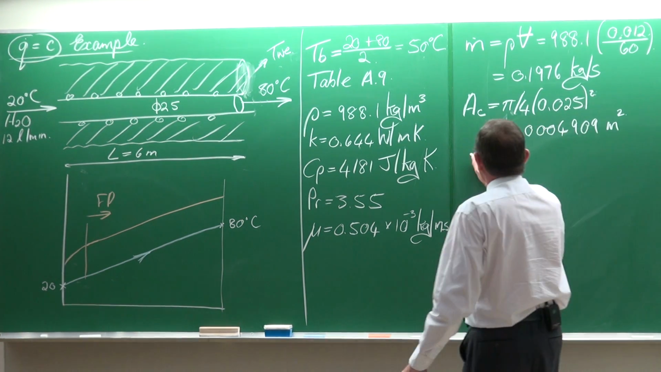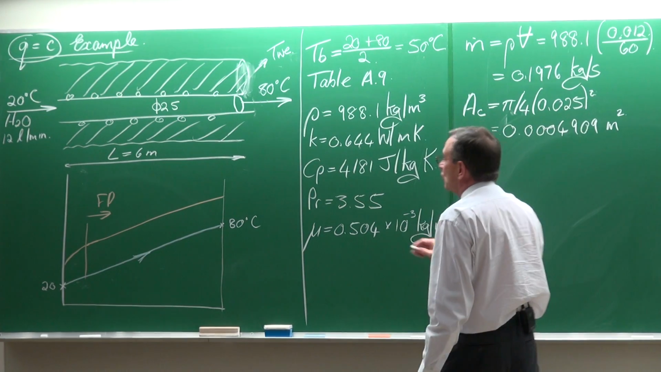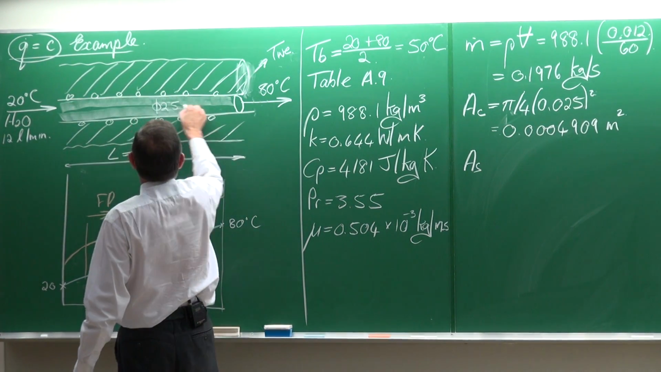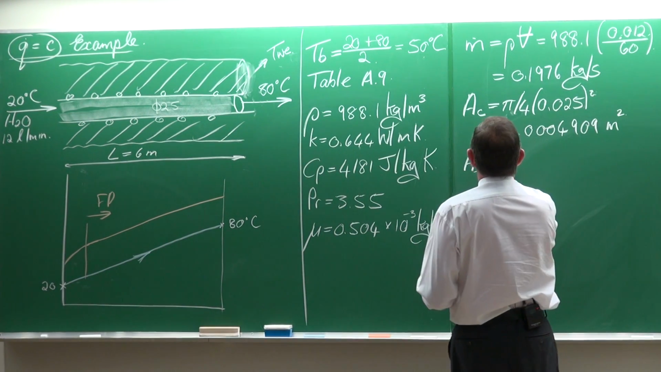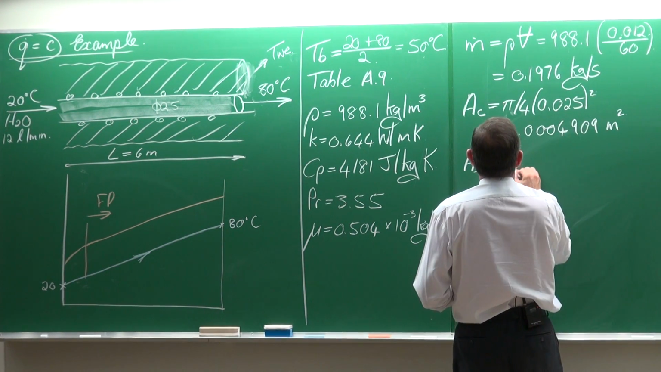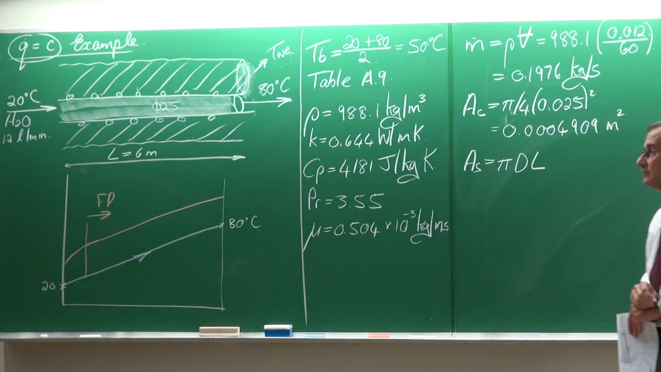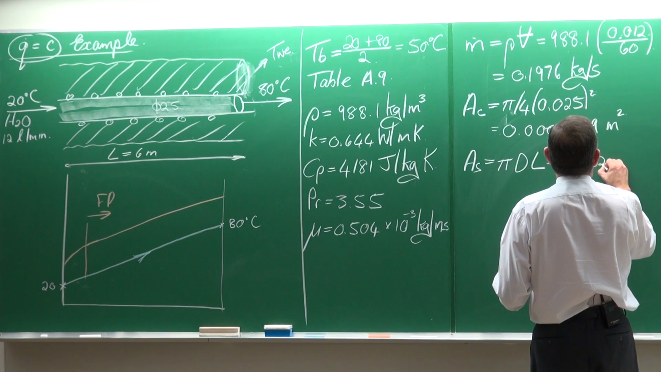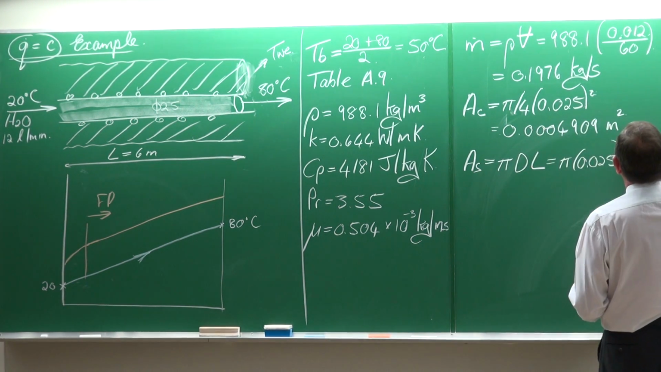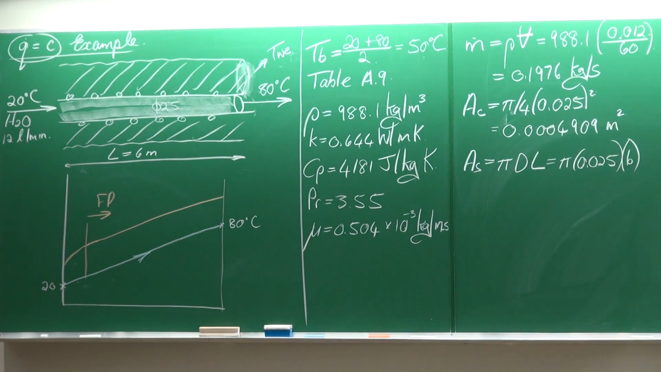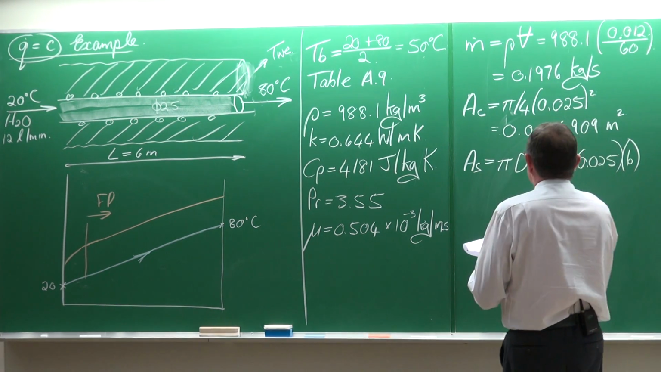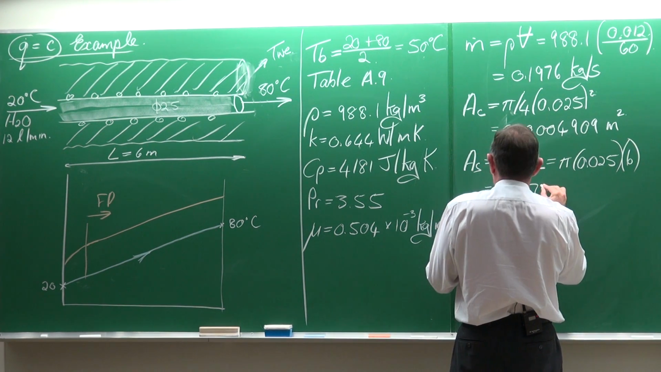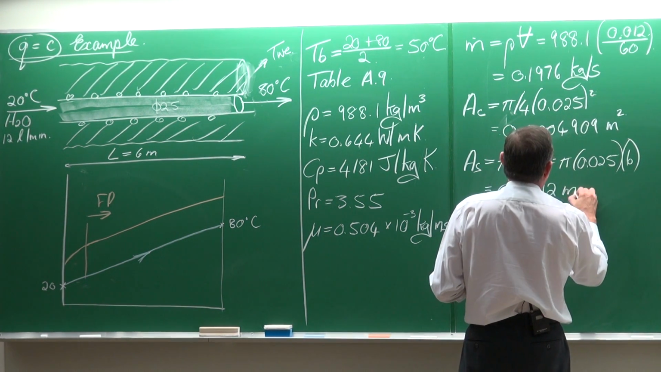And then the other area is the area for the heat transfer, and that would be the outside area of this tube, which would be equal to pi d multiplied by L. The diameter of the tube is 1 inch or 25 millimeters. The length is 6 meters, has been given. So the area for heat transfer is equal to 0.4712 square meters.